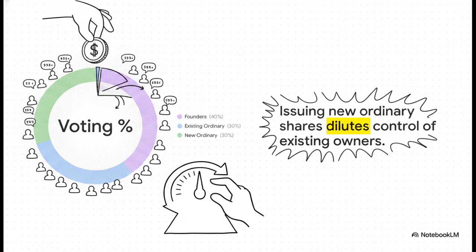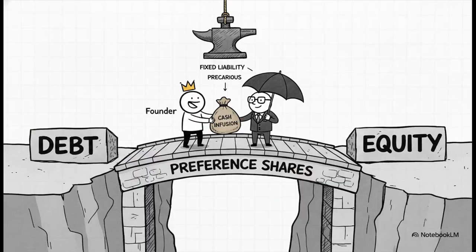We call this dilution. And if founders dilute their control too much, they could quite literally be voted out of their own company and lose their jobs. So, to avoid that absolute nightmare scenario, the board issues preference shares instead. Preference shares act as a bridge between debt and equity. For conservative investors, they offer income certainty.